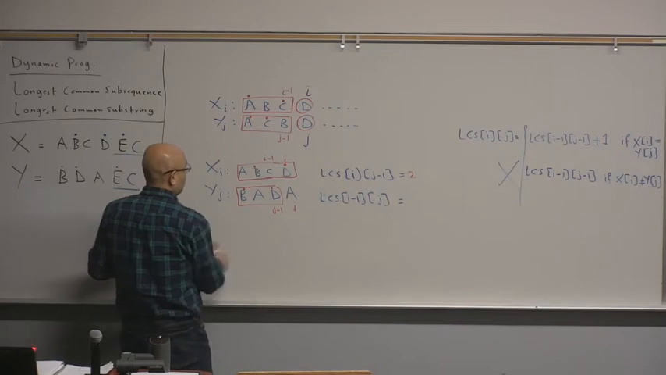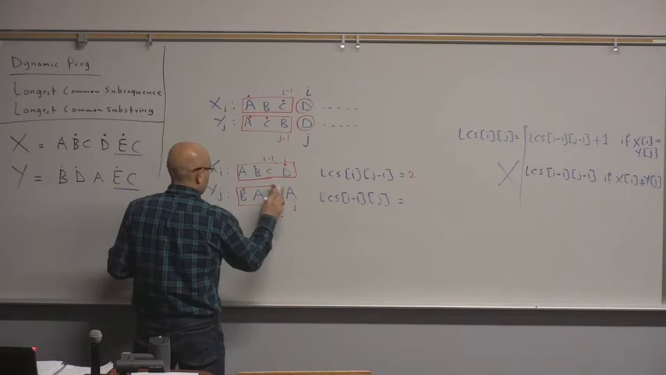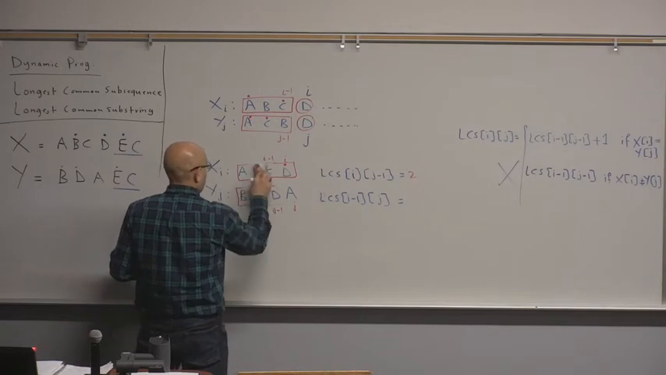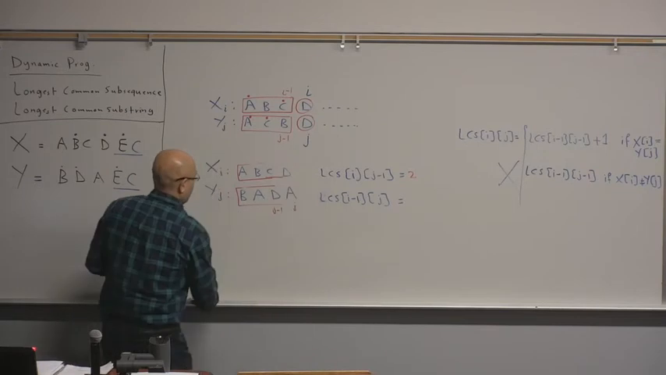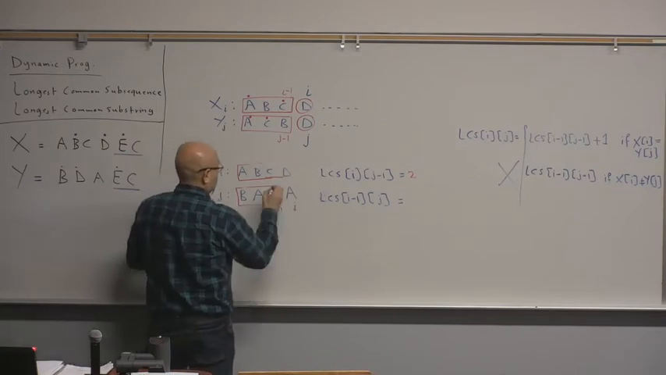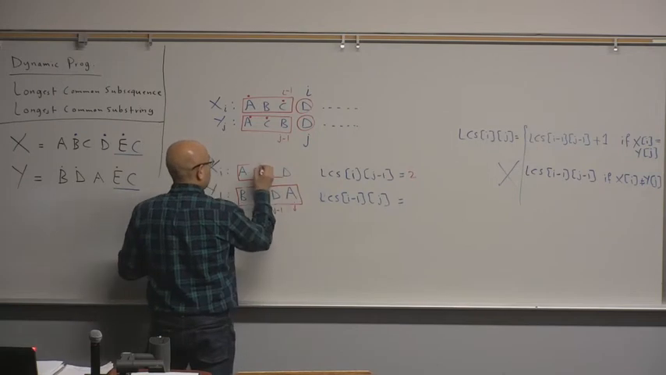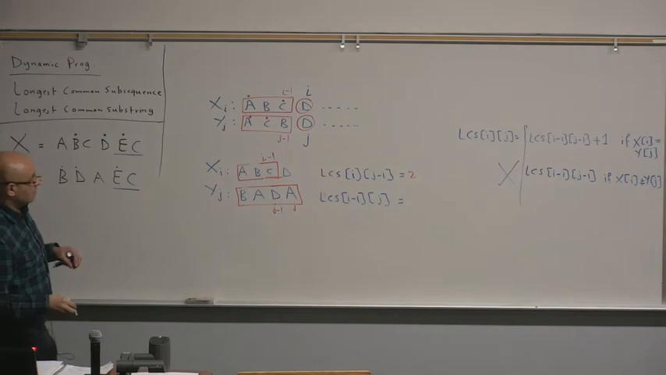Now what if we do it the other way around? What if we do j and i minus 1? Is it going to be the same? So this is j and this is i minus 1. What's the longest common subsequence? 1.